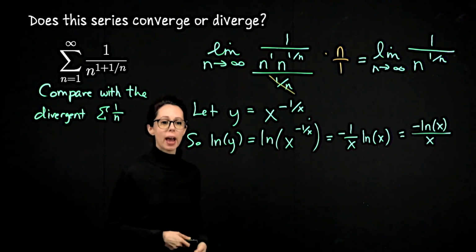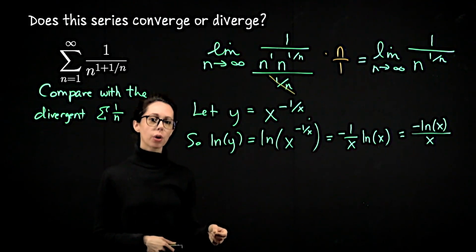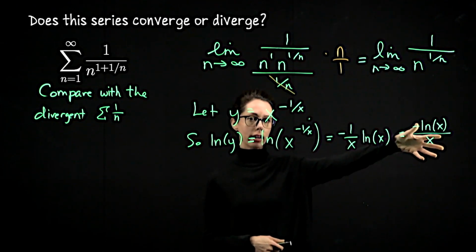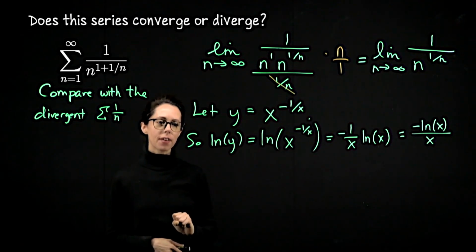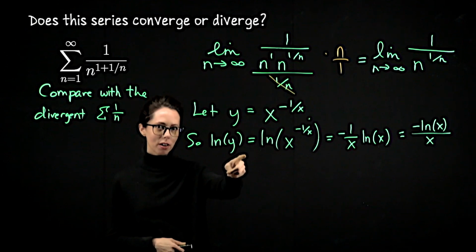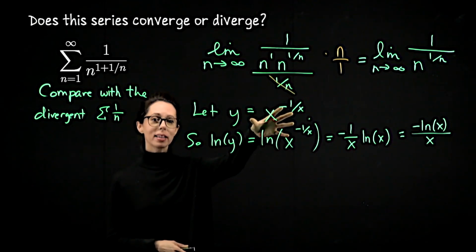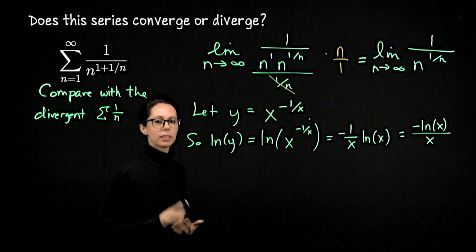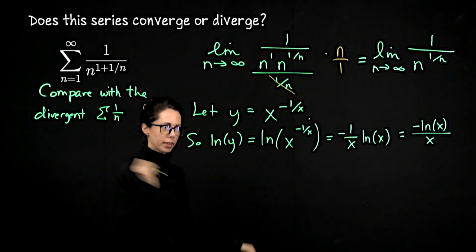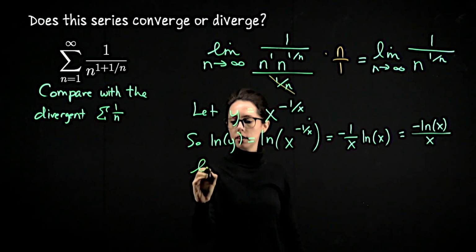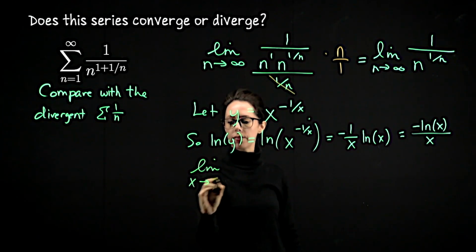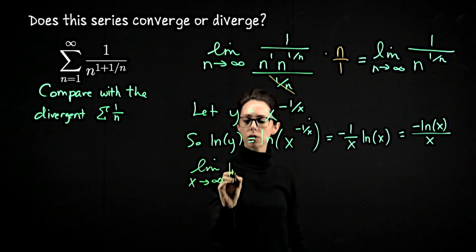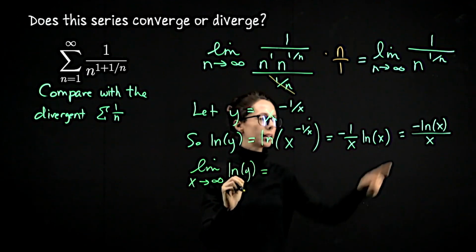Okay, what we're going to do now is take the limit as x goes to infinity of this quantity. If that exists and equals a finite number, that tells me what the natural log of y is. So then I can figure out what y is. And then if that limit is good, we can apply that to our original limit with the sequence terms. Okay, so let's do this. Limit as x goes to infinity of, how about I write natural log of y? Well, what is the natural log of y?